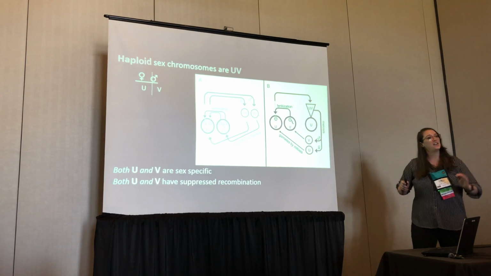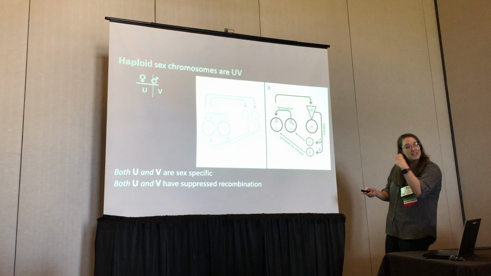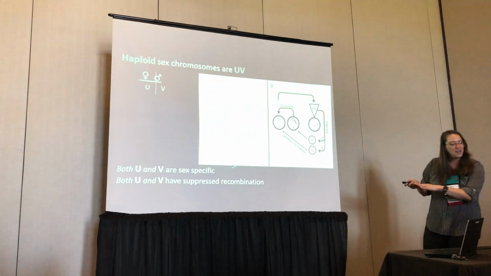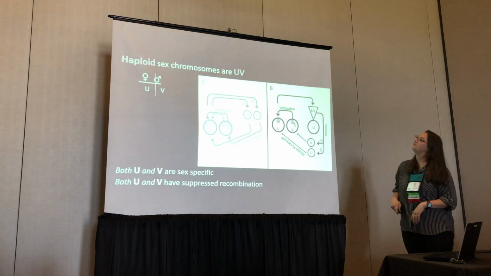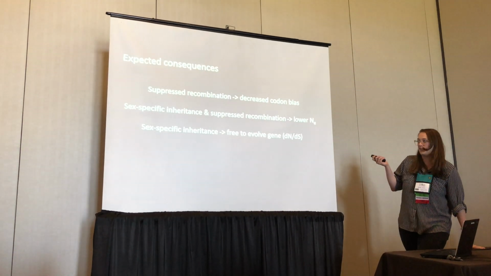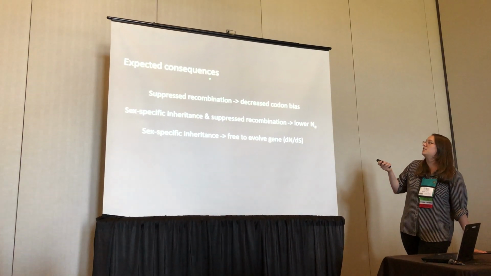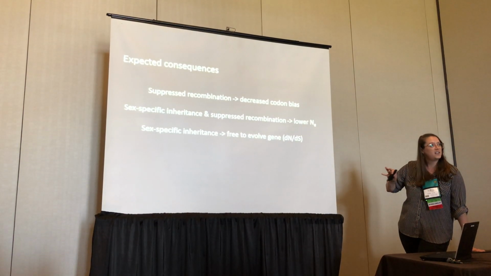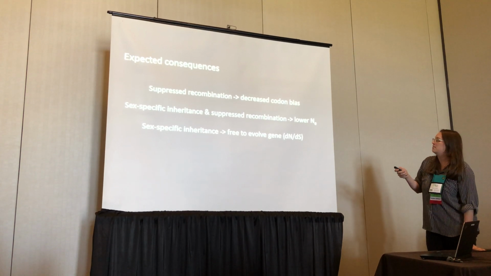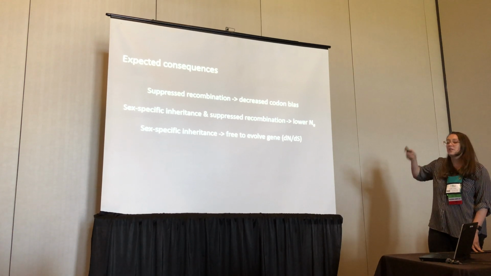Just a reminder, we're talking about haploid sex chromosomes. Everything we're looking at here, both the U and the V, are sex-specific and have suppressed recombination. And so there are some expected consequences for putting genes on sex chromosomes. Because of suppressed recombination, we should expect to find things like decreased codon bias, and I'll explain some of these things a little bit later.